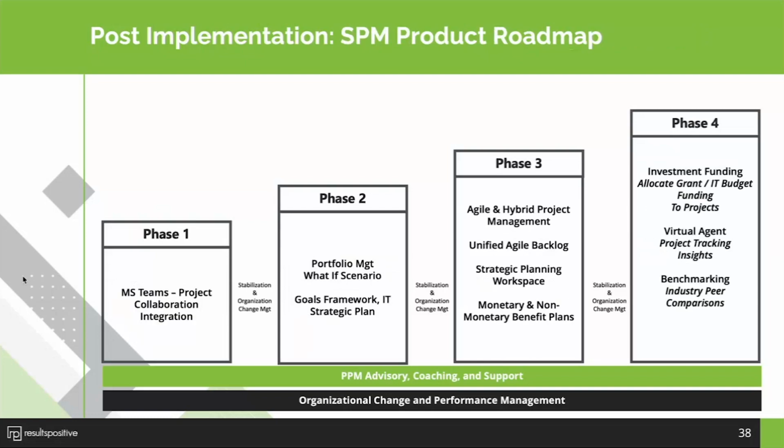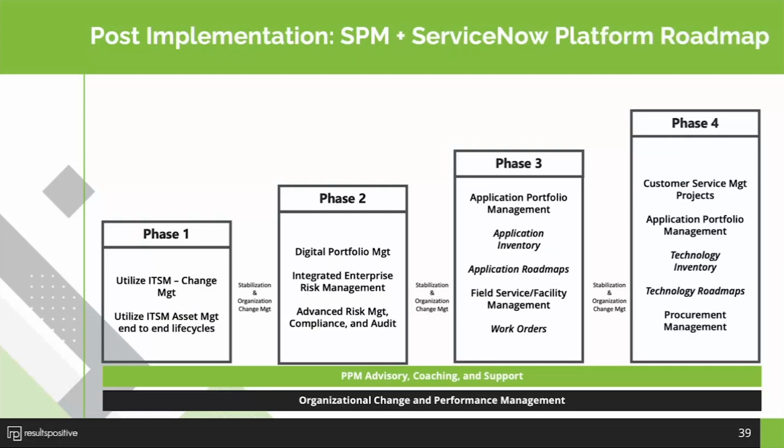This one here is kind of looking at it more from a product perspective. So might be other product modules or features that you haven't implemented, maybe the MS Teams or Slack, the collaborative work management I mentioned, maybe the portfolio management goals framework, the unified agile backlog, strategic planning workspace, maybe you're not using that yet. And then you've got the virtual agent, the benchmarking, and actually they have some of the new AI capabilities, and those are coming out continually as well. So those can be some additional things you might want to look at from an overall product roadmap perspective.